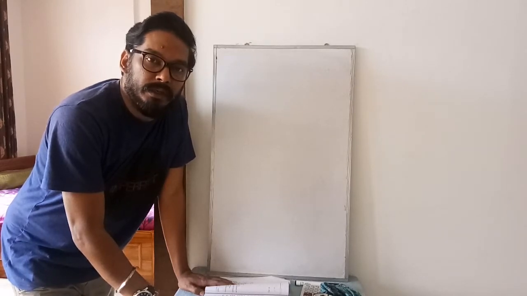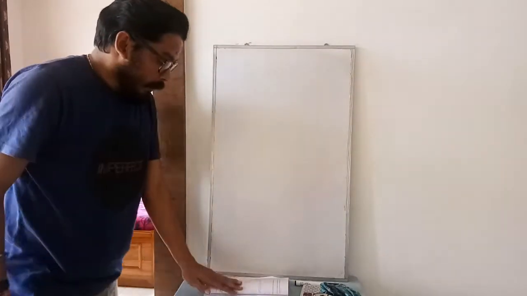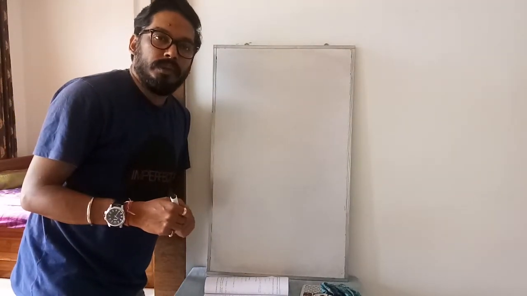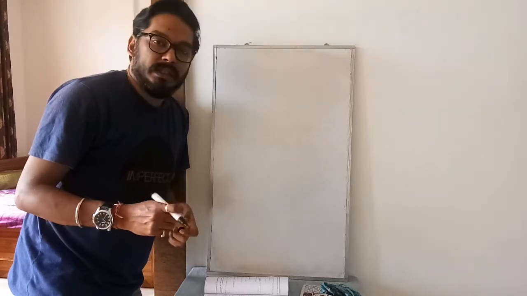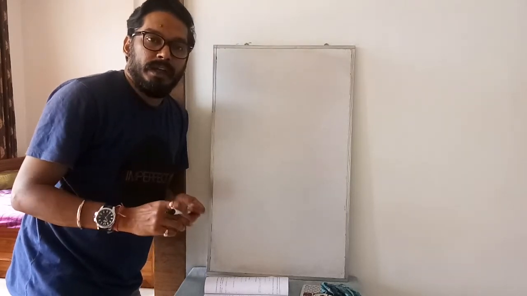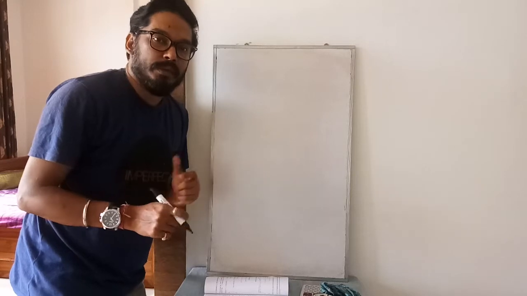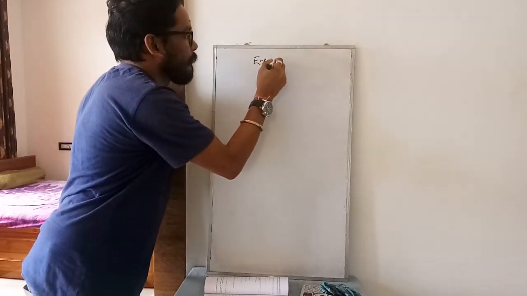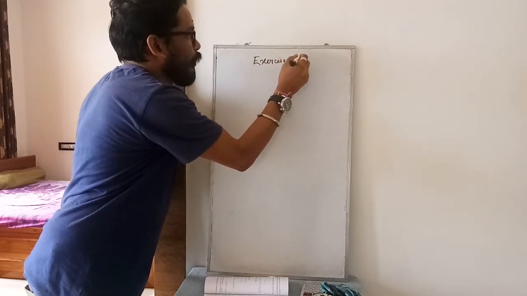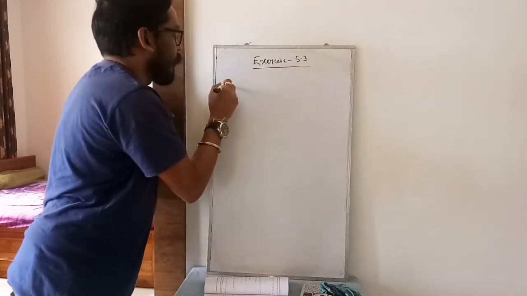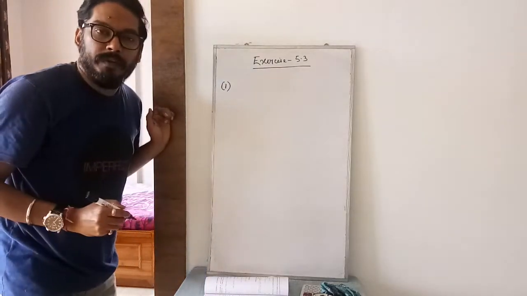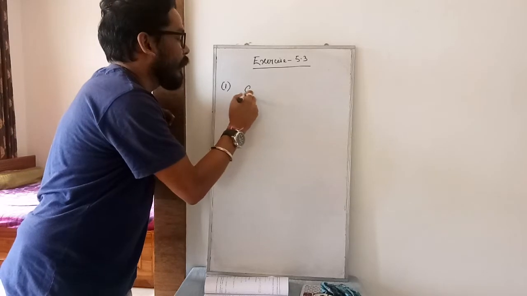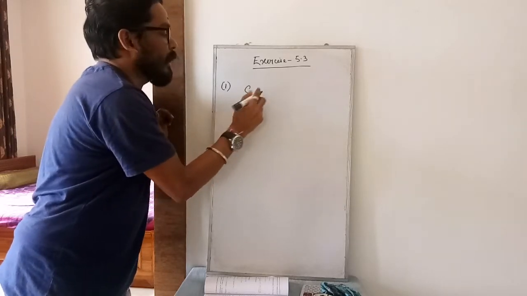AP means arithmetic progression. The formula proof is important, but we will do the formula proof in our regular classes. I will just say the formula to find out the sum of n terms of an AP. So this is exercise 5.3. What is the formula to find out the sum of n terms of an AP? Sum of n terms of an AP, in short you can write Sn.